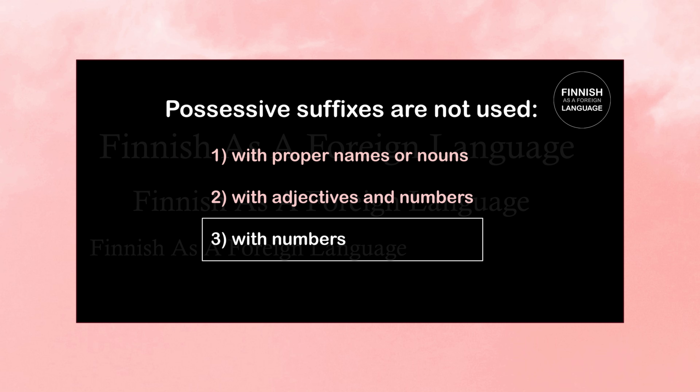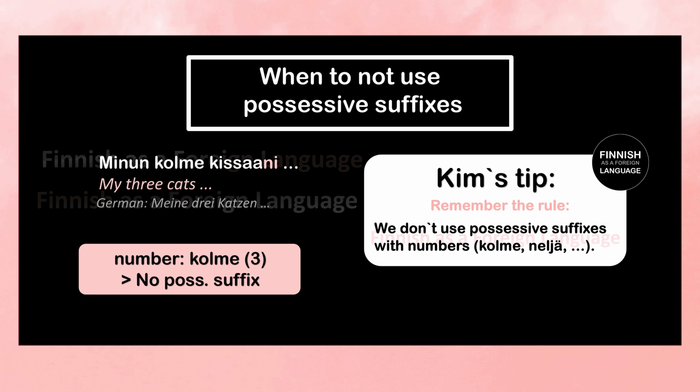And also as mentioned, we also do not use possessive suffixes with numbers. For example, minun kolme kissani means my 3 cats. Minun, my, kolme, 3. Kissani means my cats. So since we have here a number, which is kolme, we do not add any possessive suffix to it. Why do we have two A's in kissani? Because here we have the partitive case of kissa, which means cat, plus the possessive suffix ni. Why do we have here the partitive case? Because of kolme. Remember, after numbers we use the partitive case.